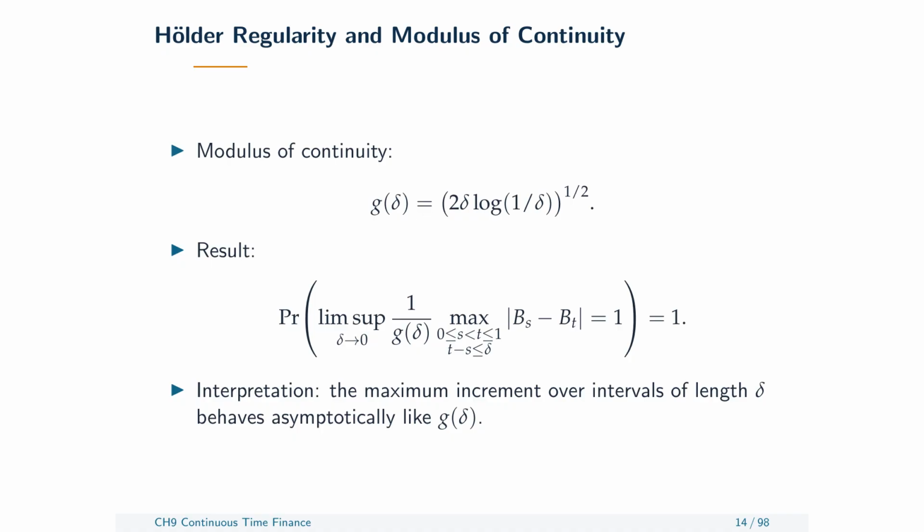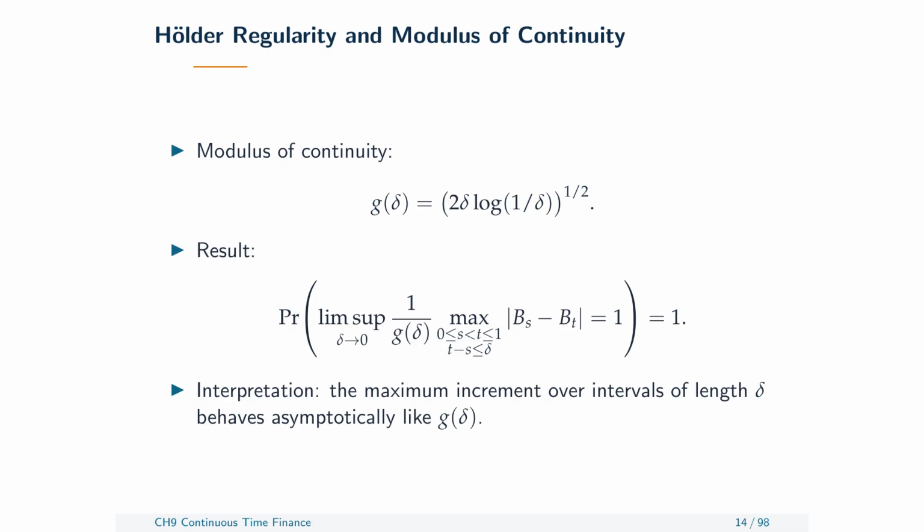Holder continuity is weaker than differentiability. A differentiable path would have increments proportional to elapsed time. Brownian increments are much larger locally, of square root order. The modulus of continuity refines this statement by adding a logarithmic term and characterizing the largest increments over all sufficiently short subintervals. The result explains why increasingly fine plots continue to reveal roughness rather than converging to a smooth tangent.